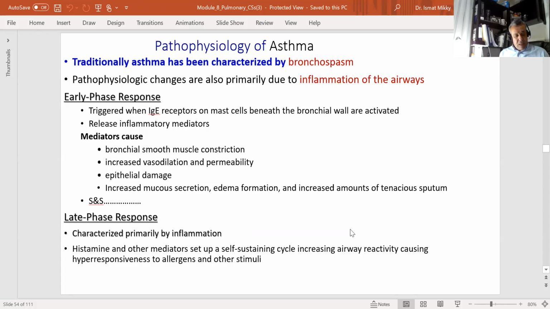So if the airway inflammation is not treated or doesn't resolve, that may lead to irreversible lung damage.